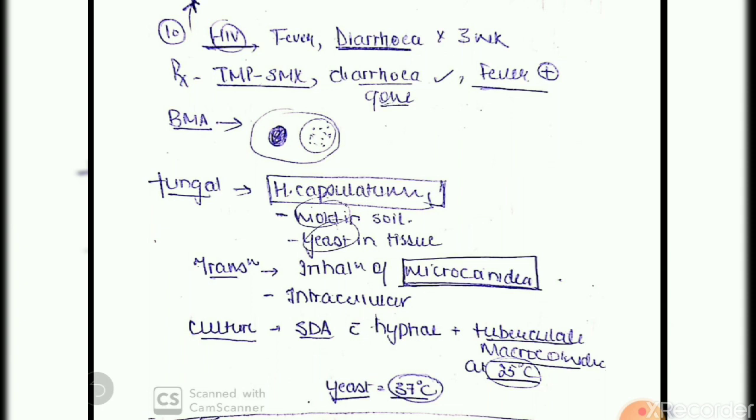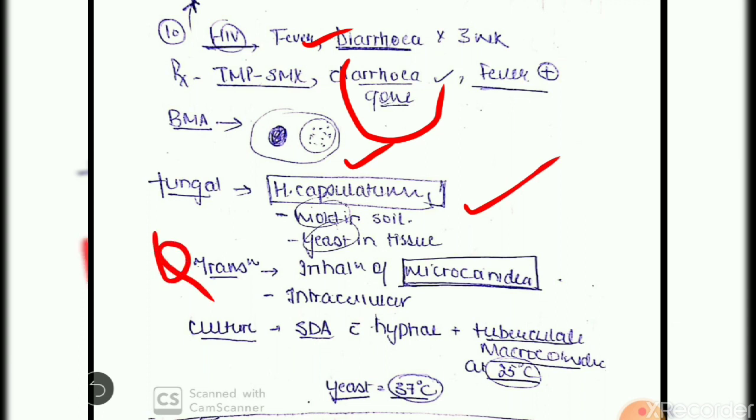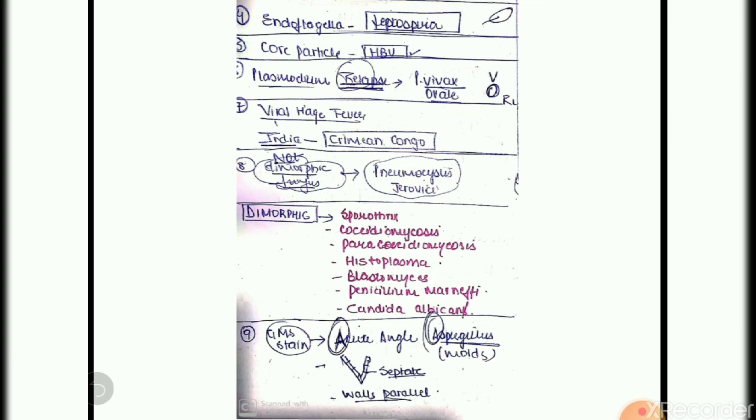The next question is a patient coming to you with HIV. She is an HIV patient and she has diarrhea. So you give trimethoprim-sulfamethoxazole and the diarrhea was gone. So definitely you can make the diagnosis that it can be PCP, but wait, they have given you the bone marrow aspirate, which looks like Histoplasma capsulatum, right? The question was how it is transmitted. It is transmitted by microconidia inhalation, right? It is what? It is a dimorphic fungus.